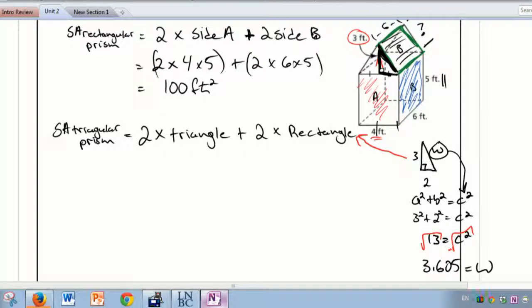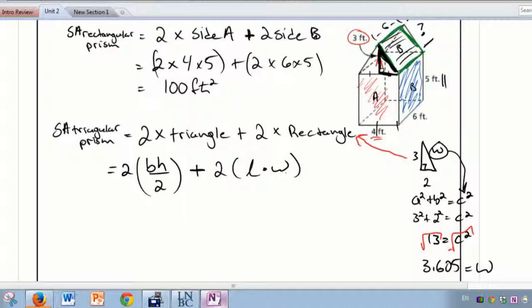So now I can go back and plug in everything I know. I have 2 times the area of the triangle. The triangle is going to be base times height divided by 2. I'm then going to add to that 2 times the area of my rectangle, and my rectangle is just going to be length times width. Now I should have everything I need here.